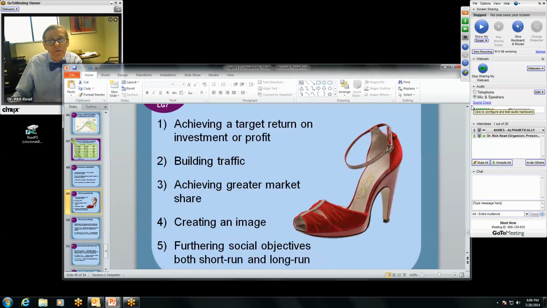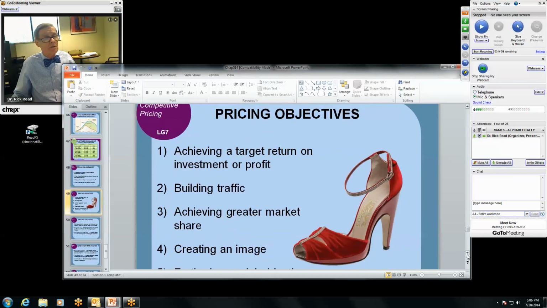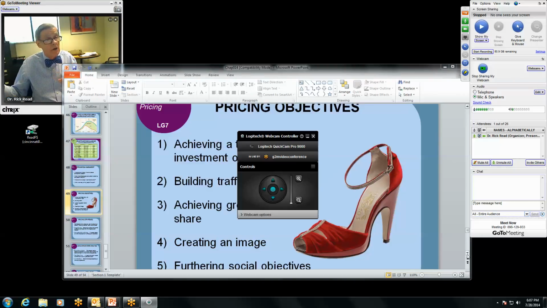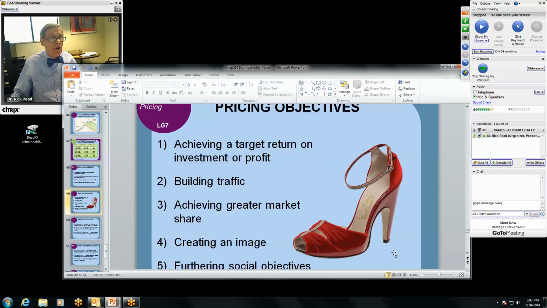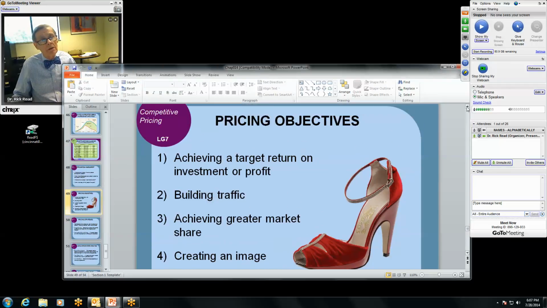Now, this particular slide talks about pricing objectives. And I think we need to think about some of these in a way. So one is a good return on our investment. Build traffic, get people to come in to buy this product and maybe perhaps buy some other product. Creating an image, getting greater market share, perhaps furthering social objectives. We need to look at all of these things as what we're talking about here, pricing objectives.